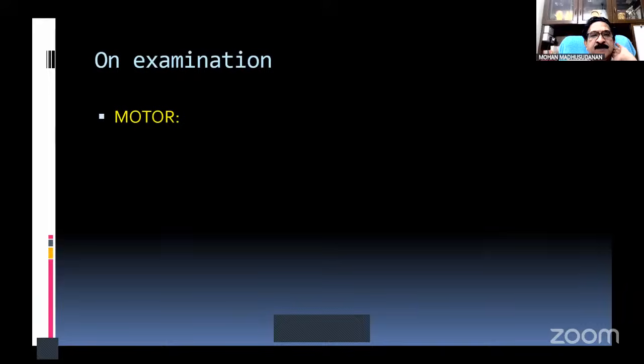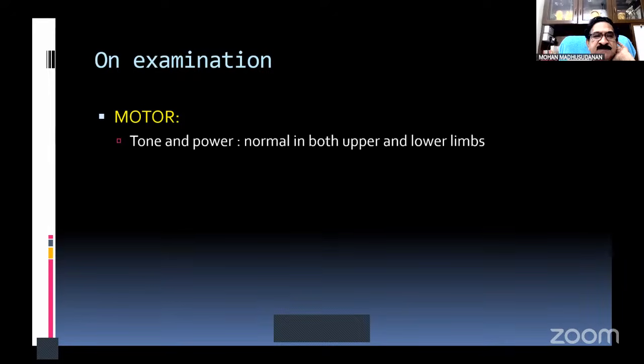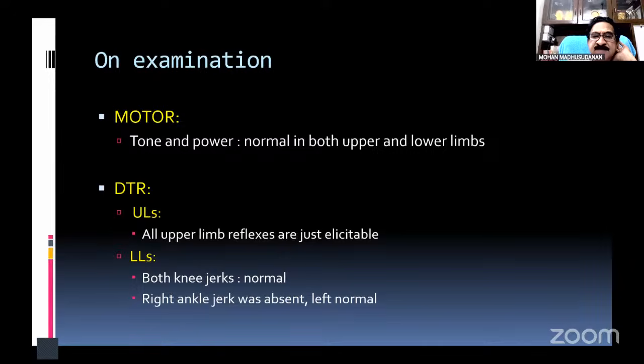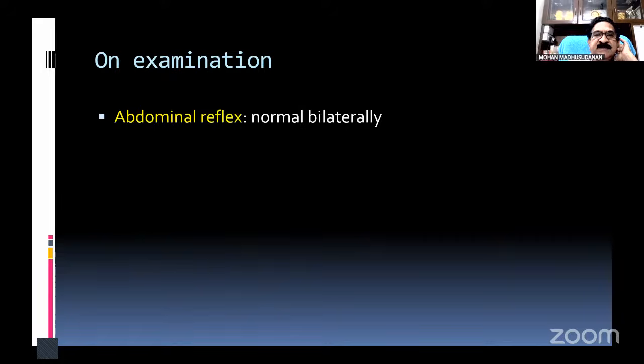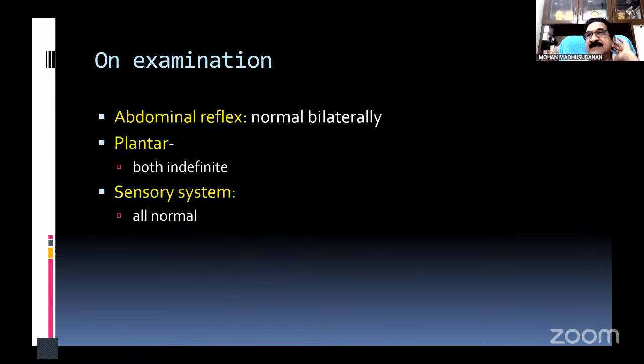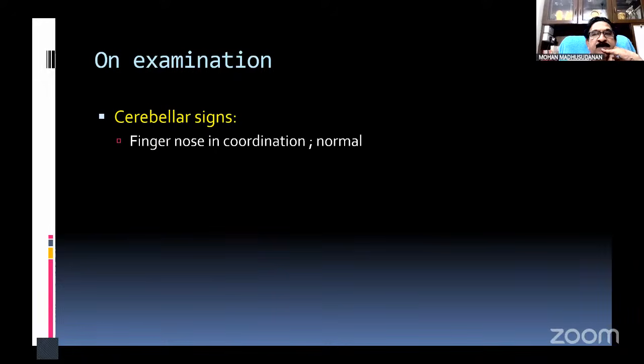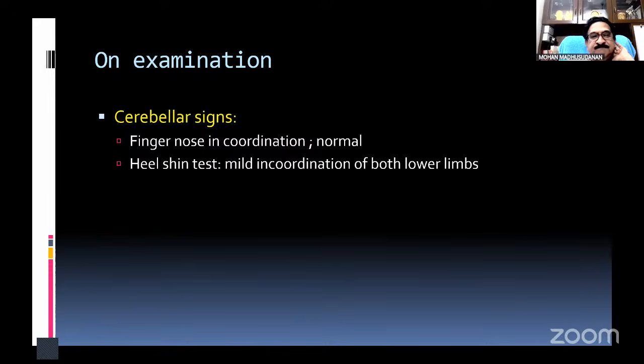Now, motor system: tone and power normal in both upper and lower limbs. DTR: upper limbs are just elicitable. Lower limbs, both knee jerks normal. Right ankle jerk was consistently absent, left normal. Abdominal reflex is normally elicited. Plantars both indifferent. Sensory system all normal. Stands with mild imbalance and walks slowly with a broad base. Tandem walking was impaired. Cerebellar signs: finger-nose incoordination is not there, but heel shin showed mild incoordination in both lower limbs.